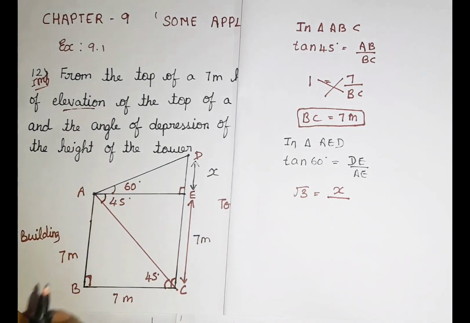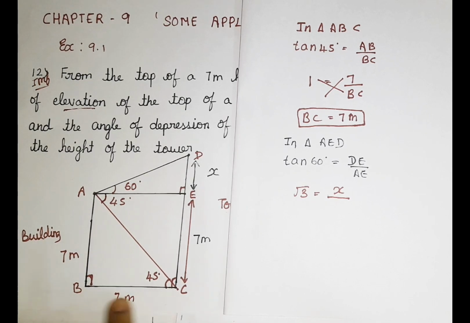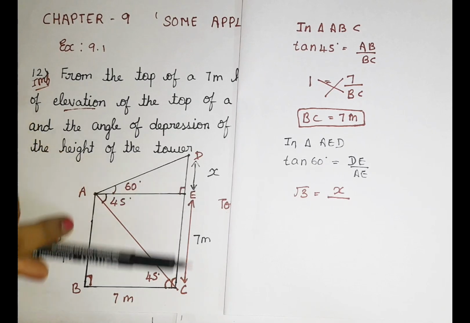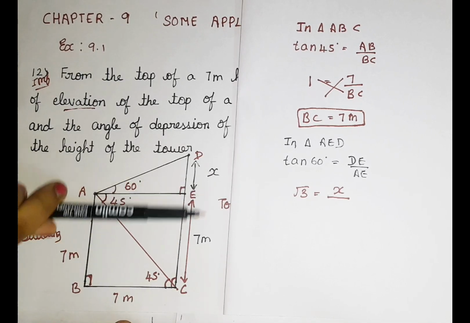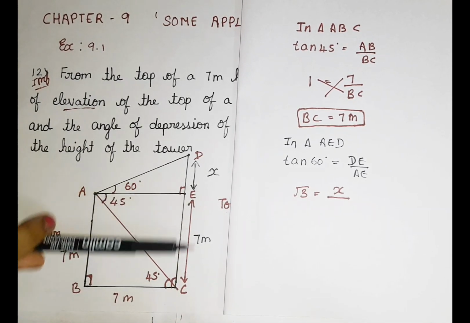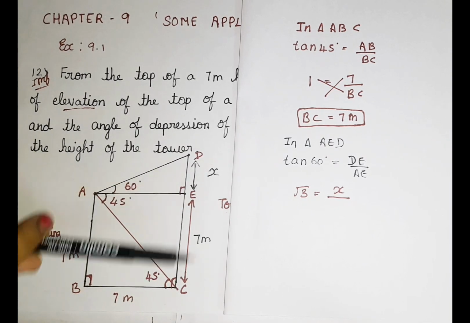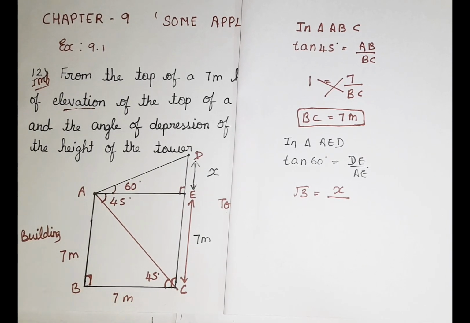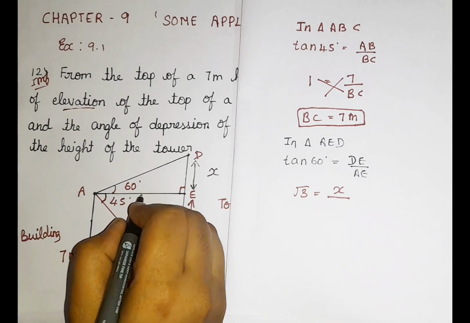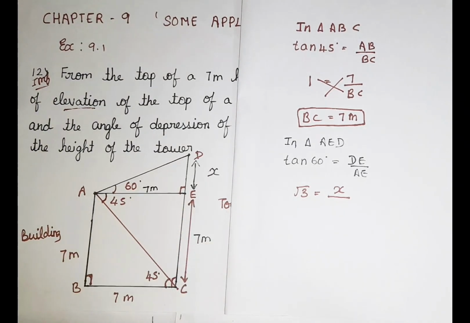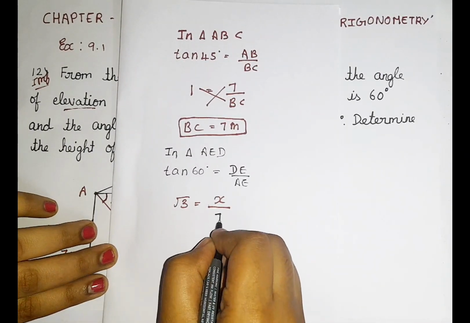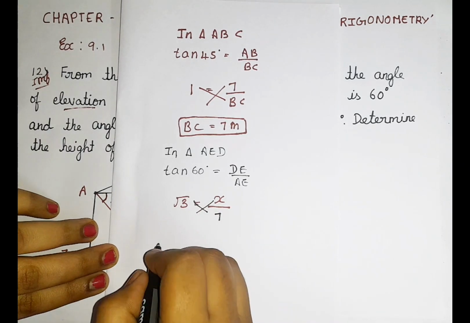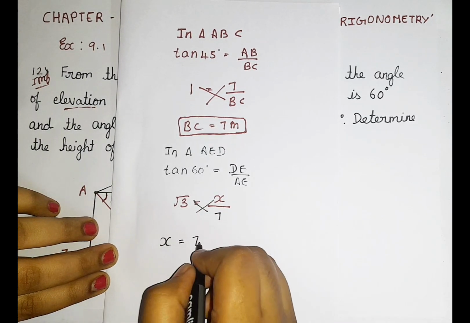This is AE. I would like to say something. Since we have 7 meter here, when you come straight like this, we have the same length of line. When you compare both the lines, they are in equal portion. Since the value here is 7 meter, here also it will be 7 meter. So the AE value is 7. Now let's cross multiply. When we cross multiply, we will get X as 7 root 3.